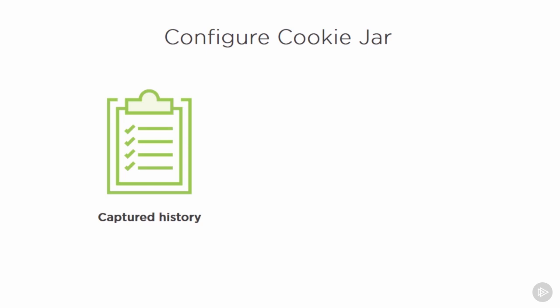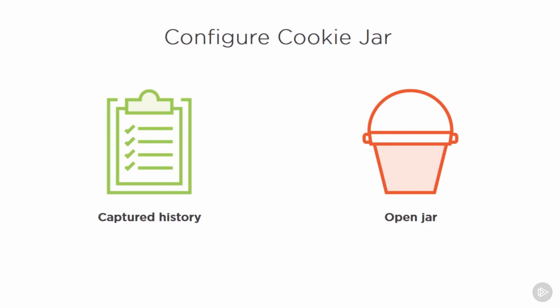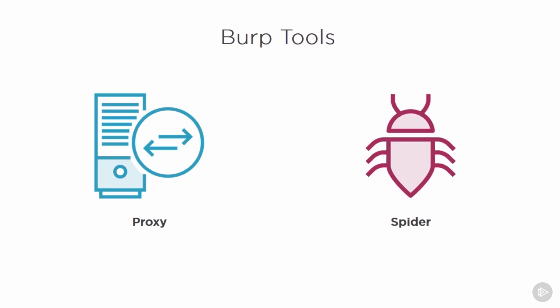Now it's possible for you to open this jar and view the contents of the cookies. Now we're going to be using this cookie jar for our macros to automatically update outgoing requests with cookies we need to keep our sessions valid. Now, as I mentioned, by default, the cookie jar will capture cookies as seen in the Proxy and Spider tools. But you can easily expand this scope to include scanner, repeater, intruder, sequencer, and extender as well.